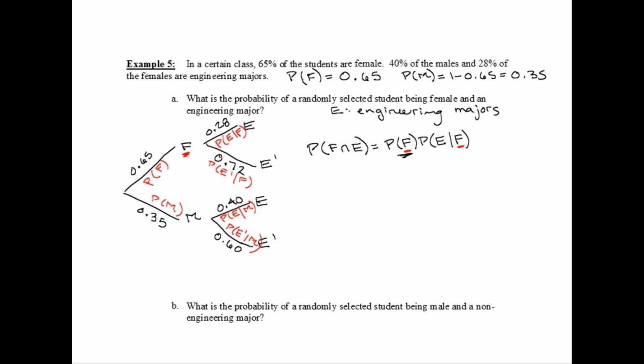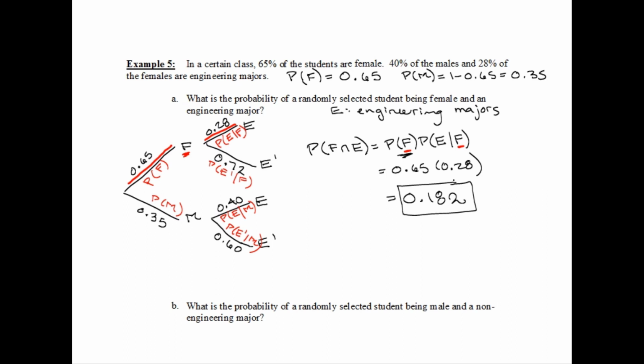Okay, so what are those from our tree? Well, where's the probability of F? Right here. The probability of E given F will be here. So we can just multiply along the tree to get our answer. So we take the 0.65 times the 0.28, which gives us 0.182.